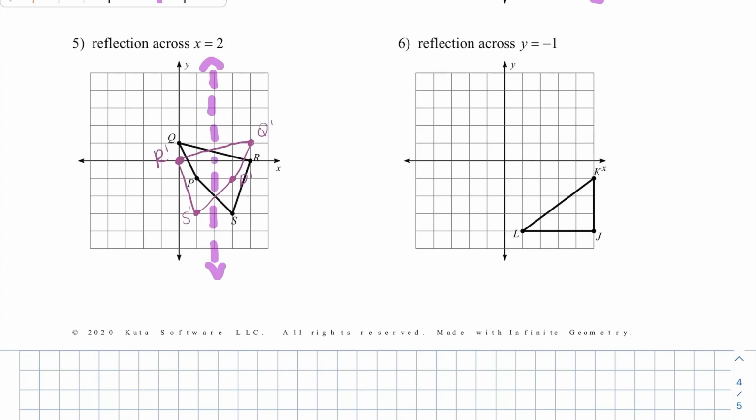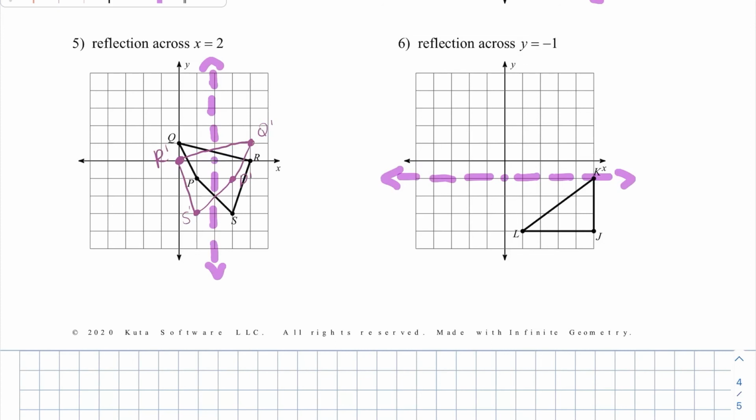Let's look at the final example, a reflection across the line y equals -1. As always, we want to first locate the position of the line y equals -1. So we are going to go on the y-axis to -1, that is here, and a y equals a number line is horizontal. So we are going to go horizontally at the value of y equals -1. Now we are going to count boxes. There is no rule for this type of reflection, so you do have to count boxes.